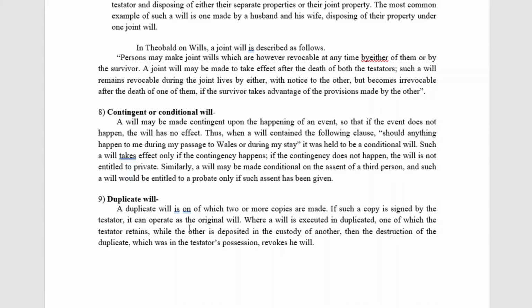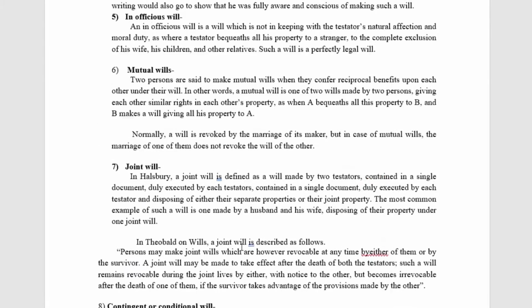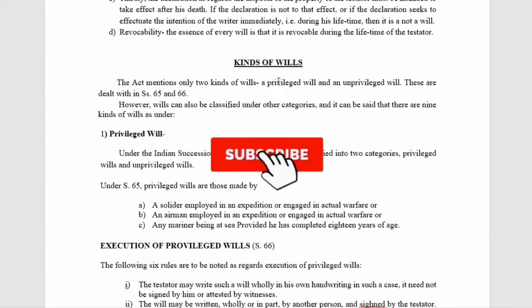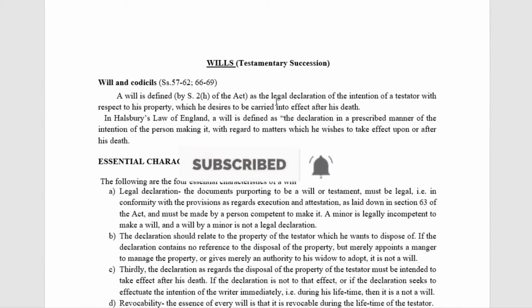So these are all the kinds of wills we have seen. This is very important from the examination point of view with regard to the privileged will and the unprivileged will, and with regard to the execution of the wills. So you have to carefully make notes with regard to the privileged will and the unprivileged will. This is very important from the examination point of view.